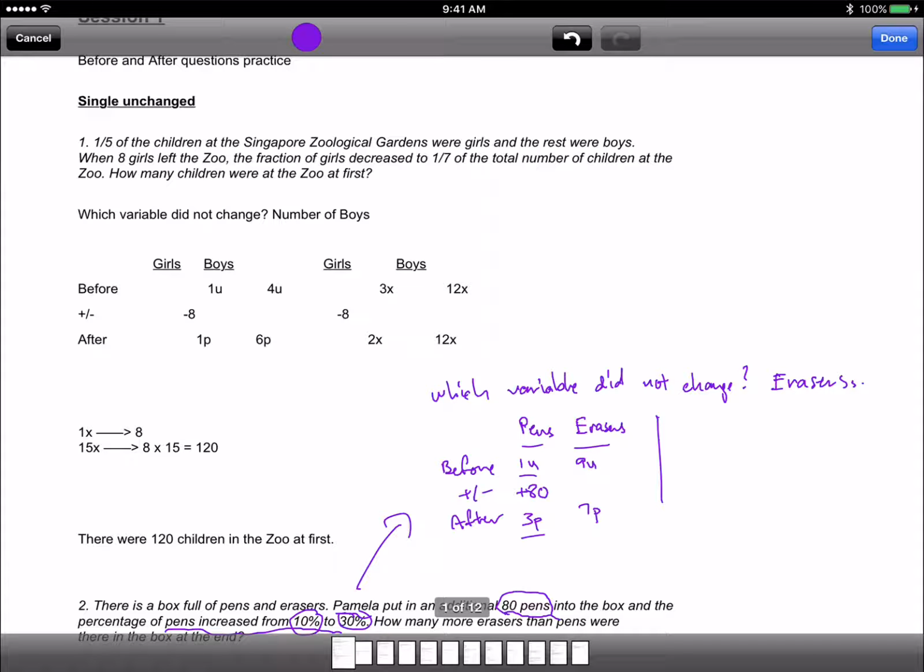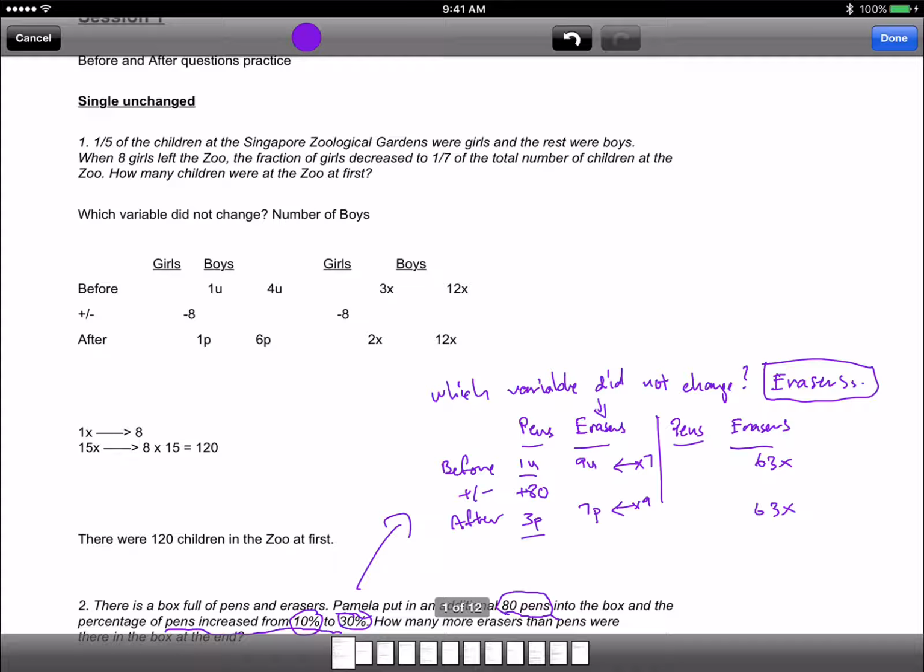So which variable did not change? The number of erasers. Which means that I need to make the number of erasers the same. So how do I do that? Let's try to find the common multiple between 9 and 7. It's going to be 63. So the first row I'm going to multiply by 7, and here multiply by 9.